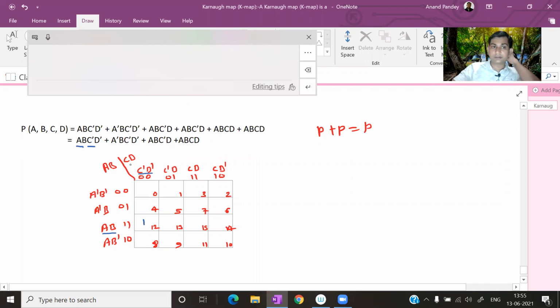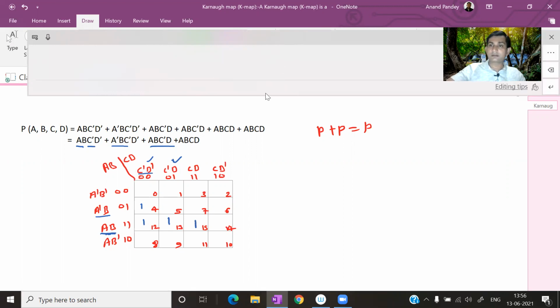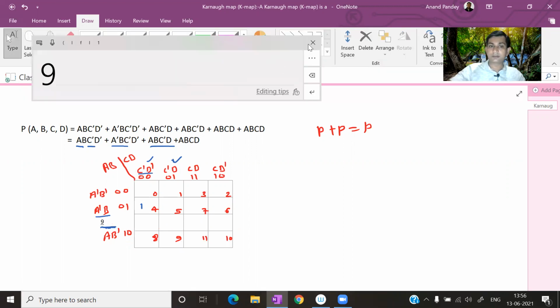This is for 12. Now see this part, A dash B and C dash D dash. So here we will fill 1. And third, A B C dash D. A B we have in this line, and C dash D we have in this line here. So here we will fill 1. And lastly, A B C D means A B and C D. So here we will fill 1. By this way, you can fill it easily. It's very easy to solve, very easy to write.